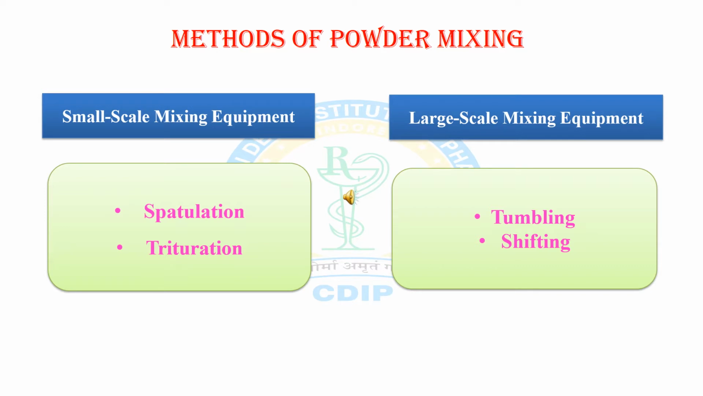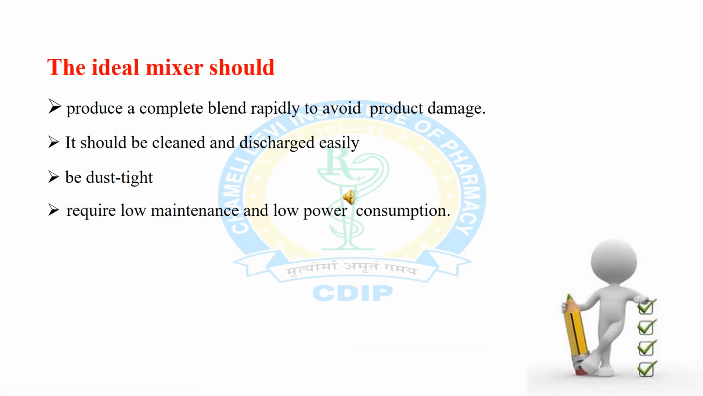Now what are the methods of mixing of powder? These methods are the following. On small scale mixing or laboratory mixing, we use spatulation and trituration, and for industrial scale mixing, the methods are tumbling and sifting. For the mixing, the equipment used is called a mixer.